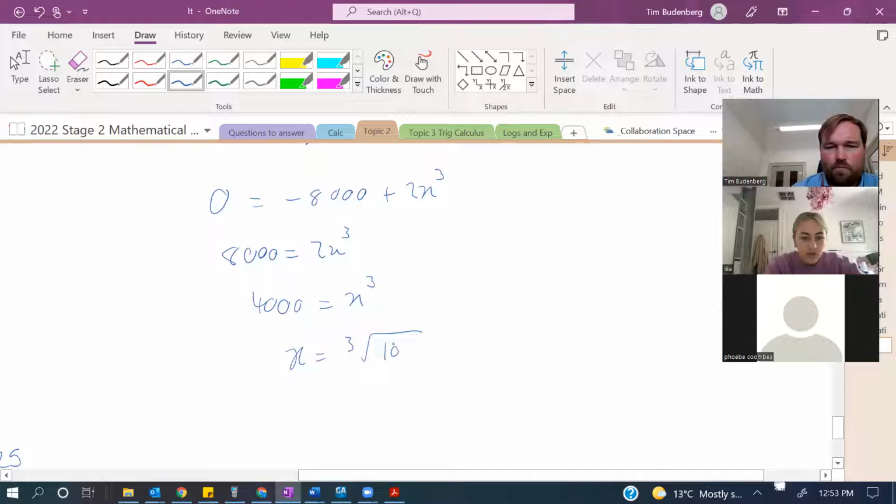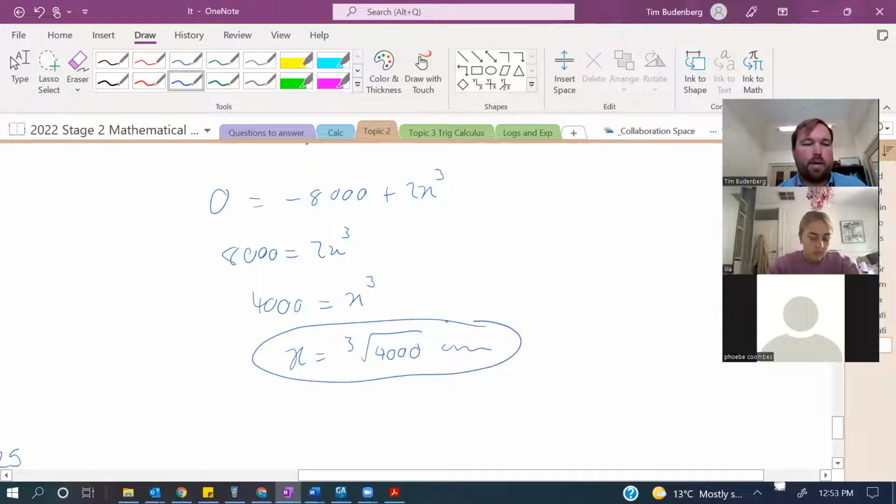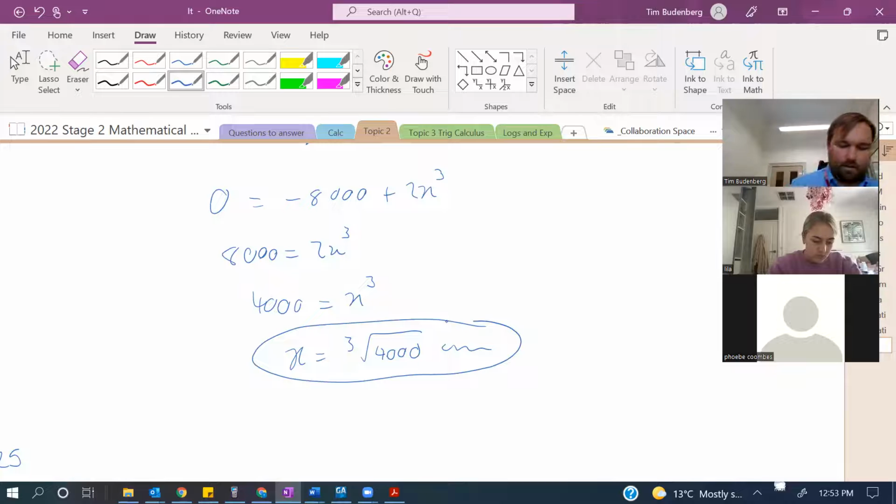So can you just leave it written like that? Yeah, whatever it is, centimeters or whatever. So that would be the exact answer. It might be that the answer in the back of the book is the decimal approximation. So it is the cube root of 4,000. Right, grab my calculator. I'll see what the answer is.